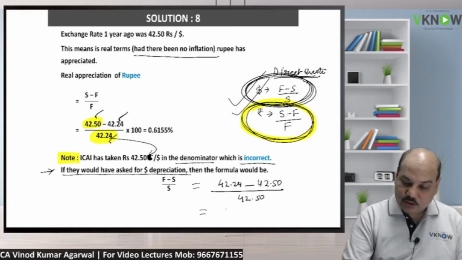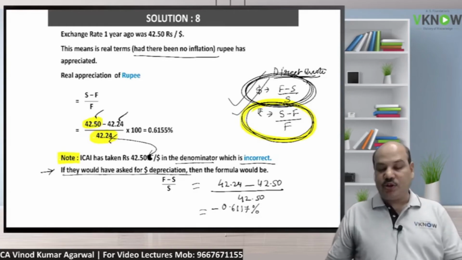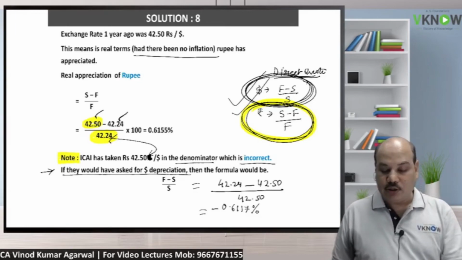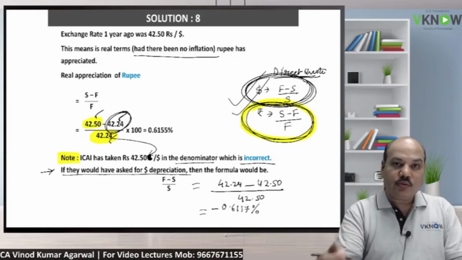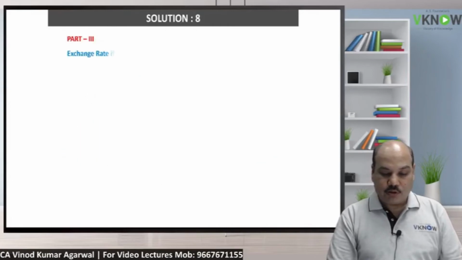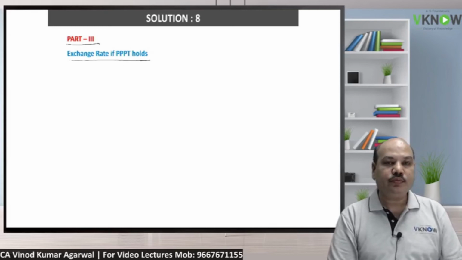So if I go by this, the answer is 0.6117%. The minus sign indicates depreciation in the dollar. So this was something important. First you find out the real rate and then use that for appreciation and depreciation. The next part of this question is, what will be the exchange rate if PPPT holds true? Write down. Exchange rate if PPPT holds true.